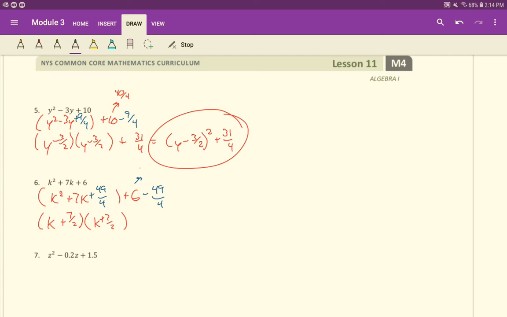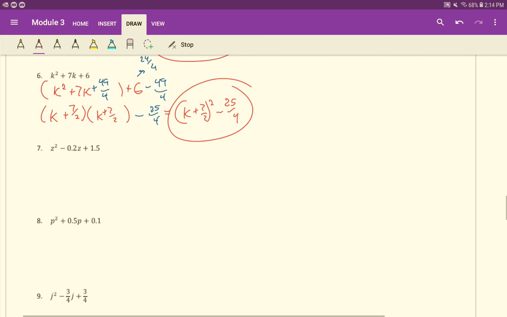Okay, so remember 6 is the same thing as 24/4, so 24 take away 49 is going to be negative 25/4. And so that's our final answer here. It's going to be k plus 7/2 squared minus 25/4.